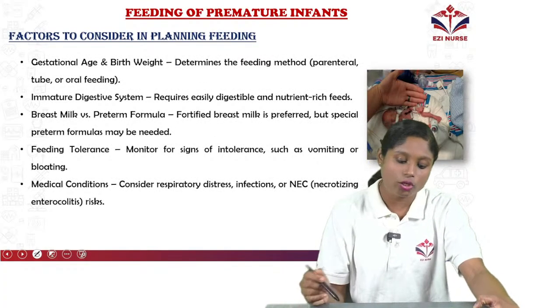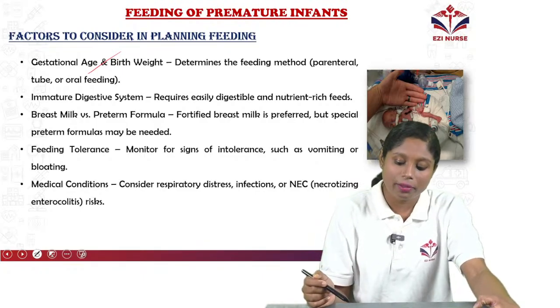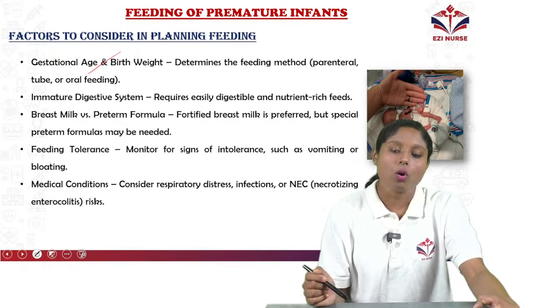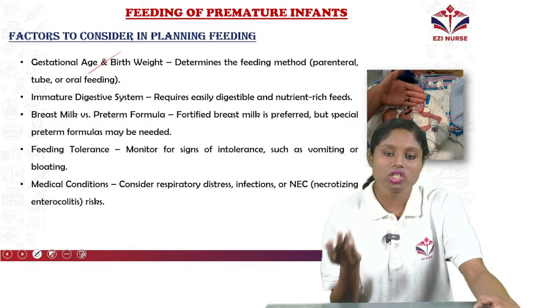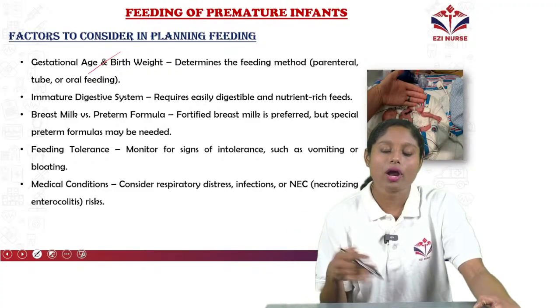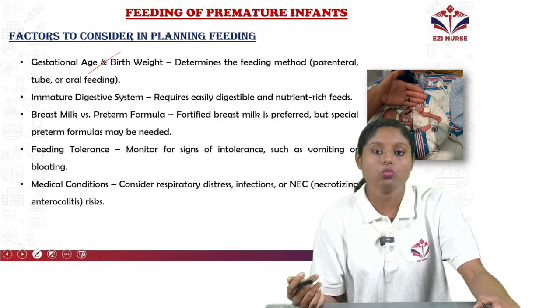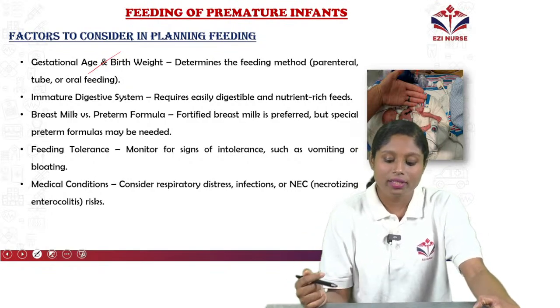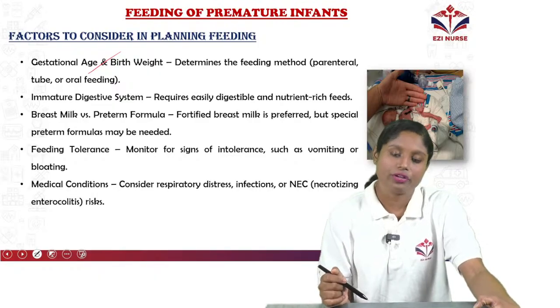So what are the things we need to consider here? Gestational age and birth weight. Determining the feeding method, like parenteral, tube or oral feeding. We need to find out the gestational age, how many weeks the mother completed her pregnancy, and what was the birth weight of the baby. So, determining the feeding method like parenteral, tube or oral feeding.